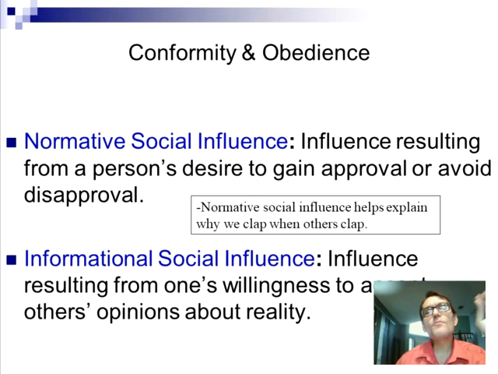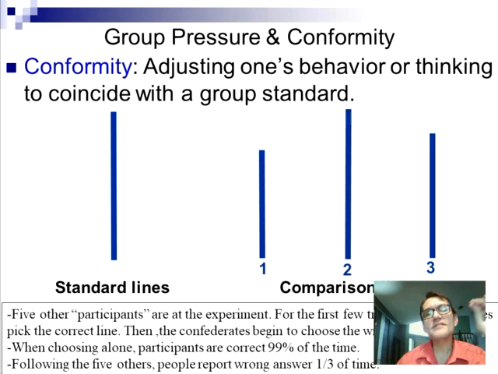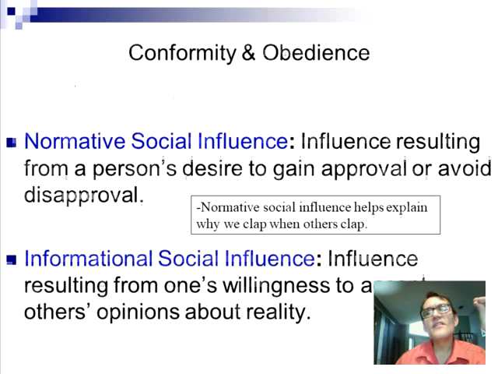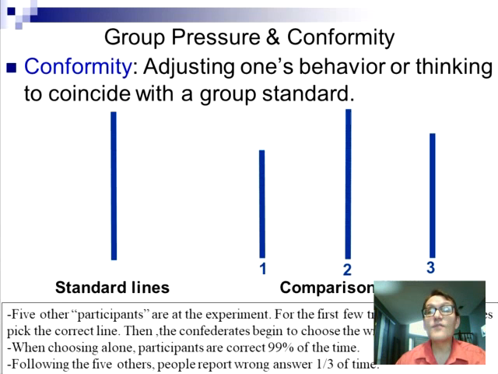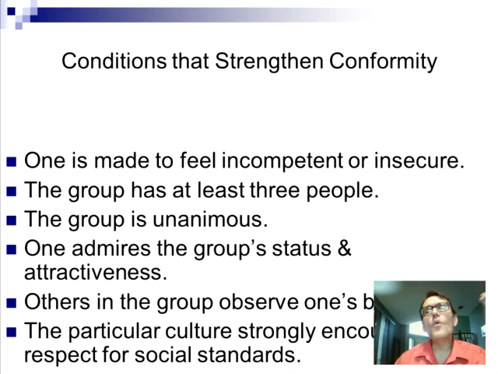But if you have this influence on you, we assume that the group pressure is creating normative social influence. This person, after hearing 5 other people say the correct answer is 3, does not want to look stupid, so they're going to modify their response to say 3 to fit in with the group. Well, if you make a person feel incompetent or insecure, they're even more likely, more than 1 in 3, right? Even more likely to conform.